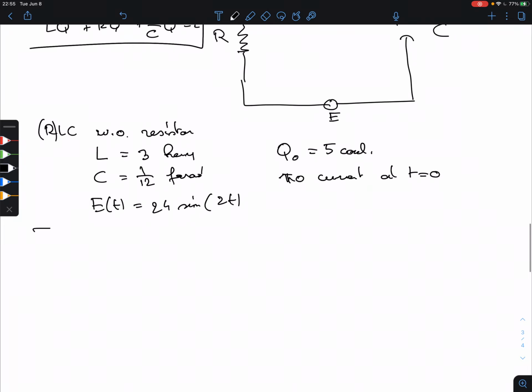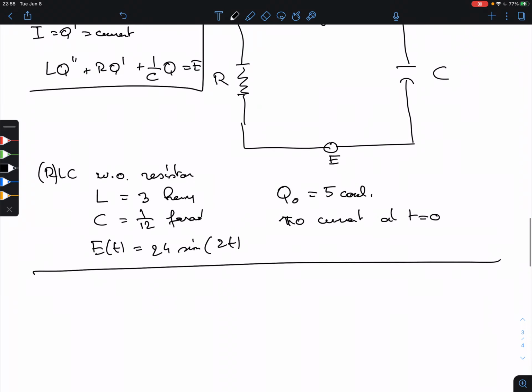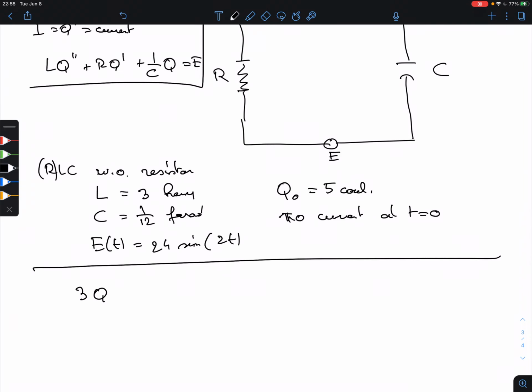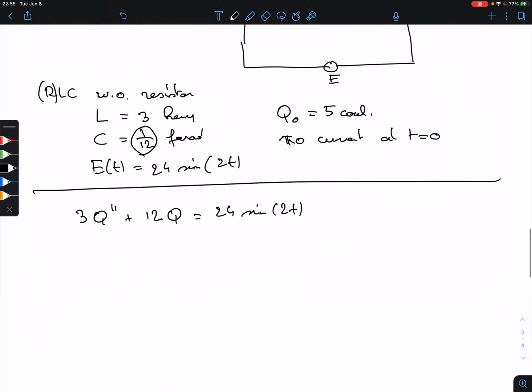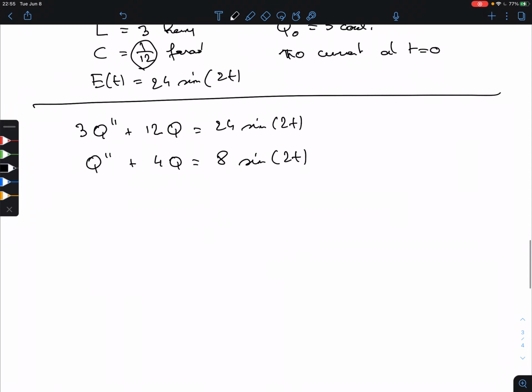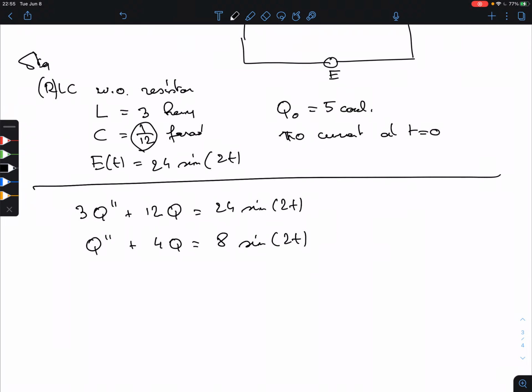So let's plug everything in. We get L, that is 3Q double prime, plus R, well, that's 0, so we don't have that. Then 1 over C, so 1 over 1/12, that is 12Q, equals 24 sine 2t. We can divide by 3: Q double prime plus 4Q equals 8 sine 2t. Great, that's our equation. That's step 1, setting everything up.